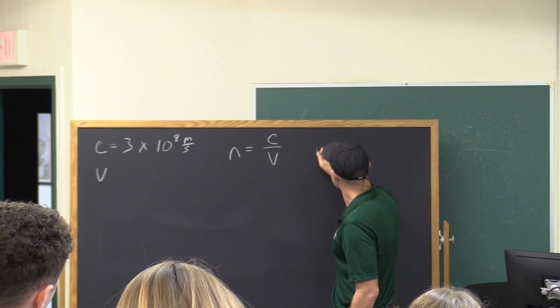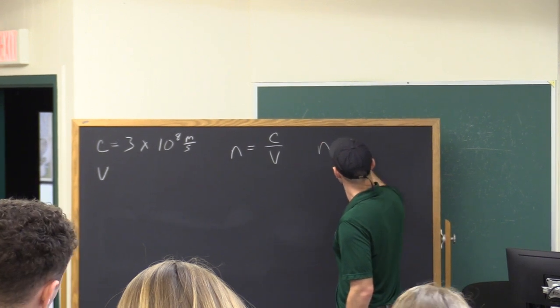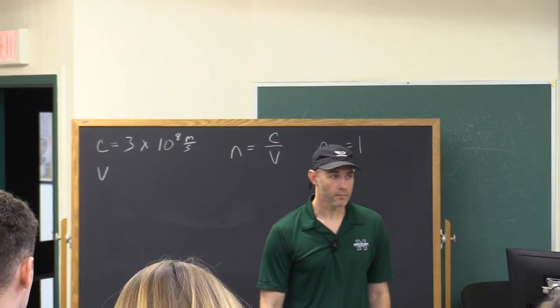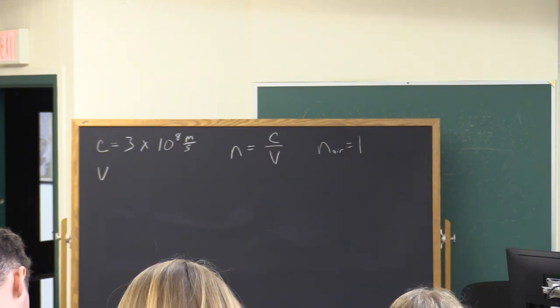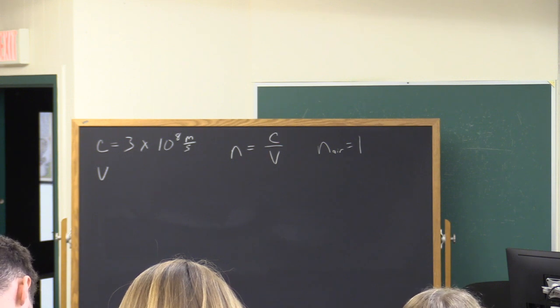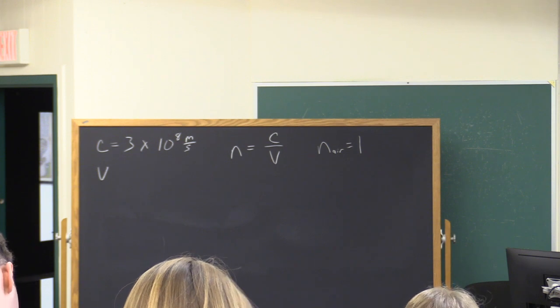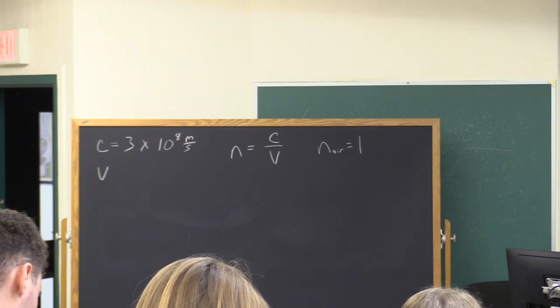So n for air is 1. N for water is 1.333. N for glass is about 1.5. Different types of glass have different indices of refraction, but we'll call it 1.5. N for diamond is 2.5.